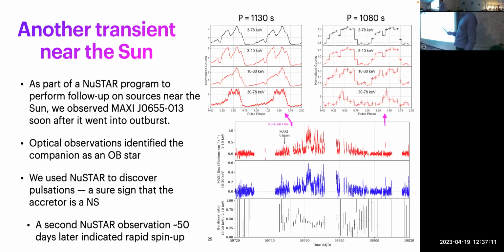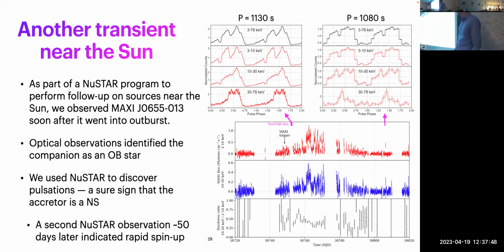And using NuSTAR, we found that this previously unknown object shows really strong pulsations. This is evidence that it's an accreting neutron star right away. And throughout the outburst, the period of pulsations went from, at this stage, the period at which the neutron star was spinning was 1130 seconds. And it got faster and faster throughout the outburst until its period was 1080 seconds later on. So this is a relatively high spin up for these sources.